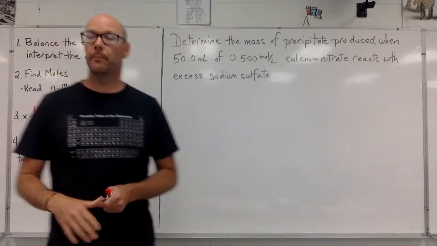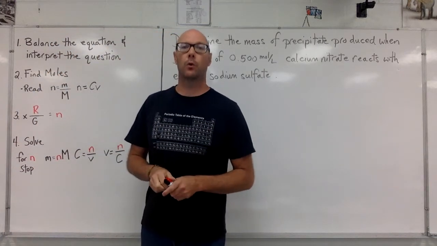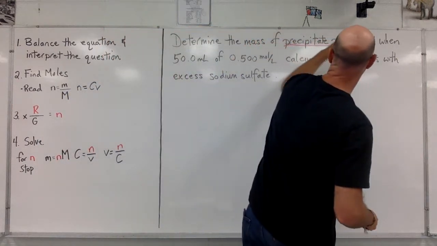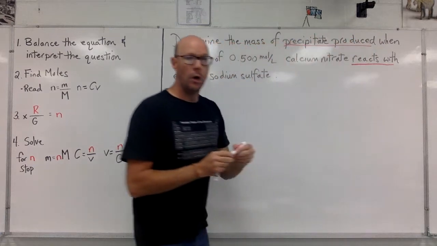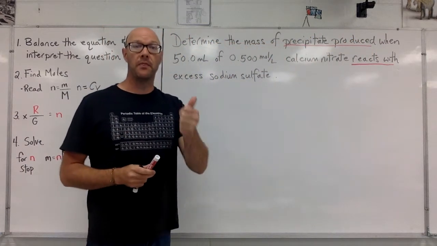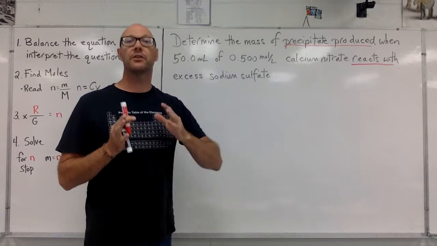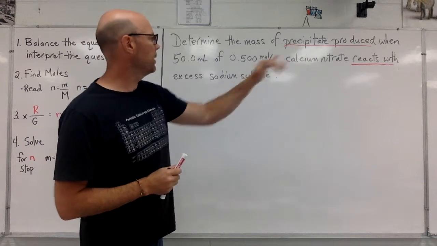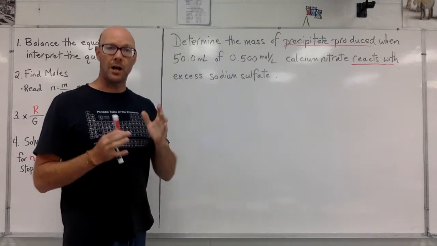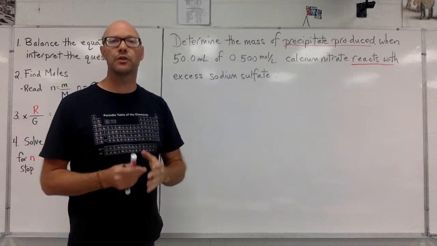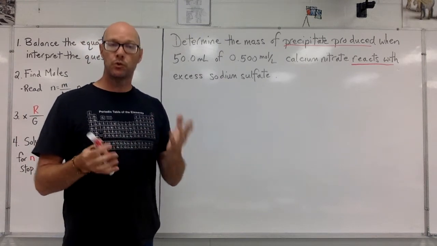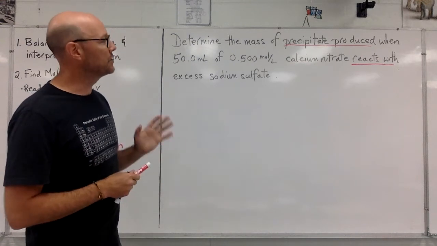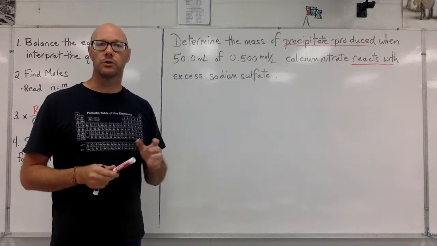As always, our first step is balance the equation and interpret the question. We're on the lookout for some key words. We say that we're going to produce a precipitate. That's significant. We know that a precipitate is the solid product. And we have calcium nitrate reacts with sodium sulfate. A strategy is to focus on those words, focus on the chemicals themselves, or read the question and skip the numbers. Determine the mass of precipitate produced when calcium nitrate reacts with excess sodium sulfate.